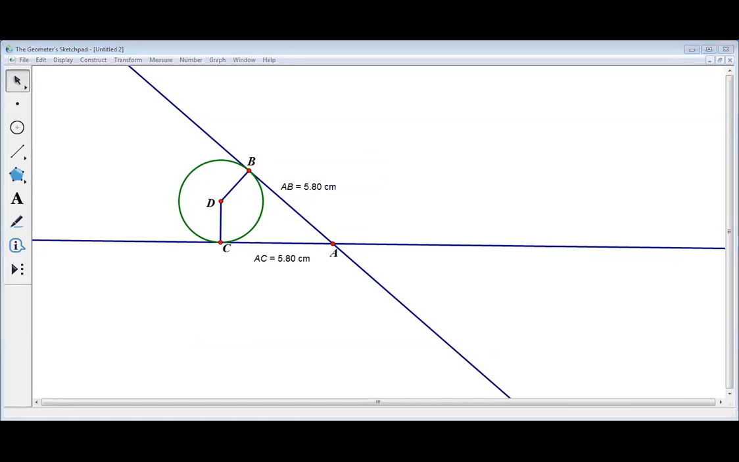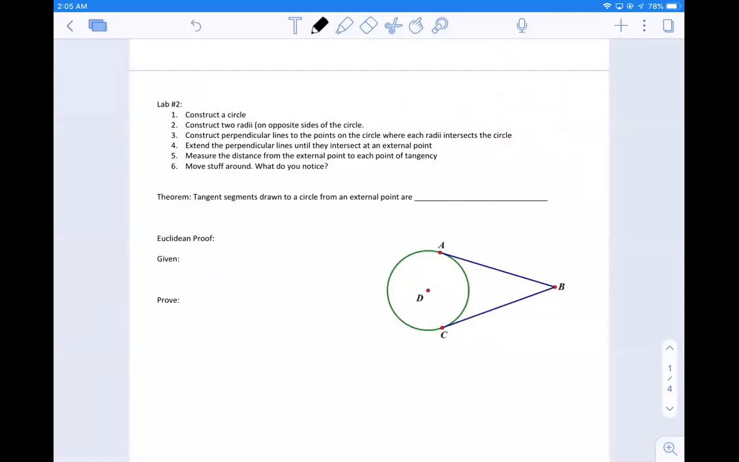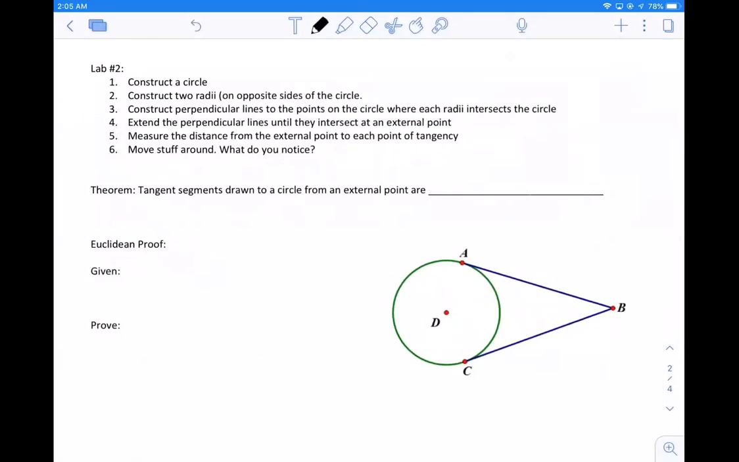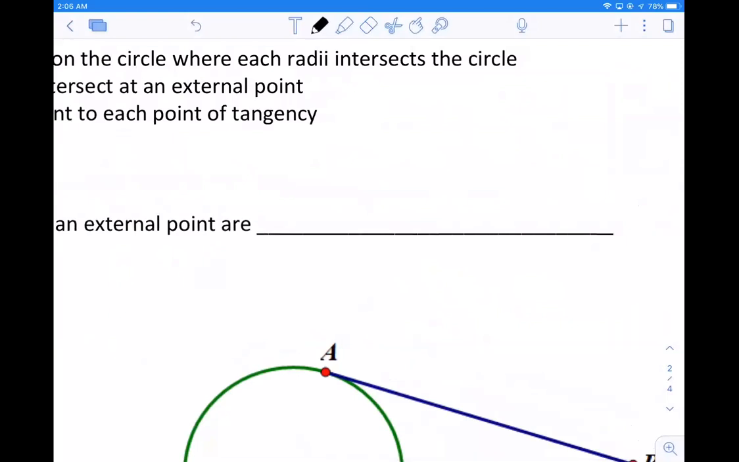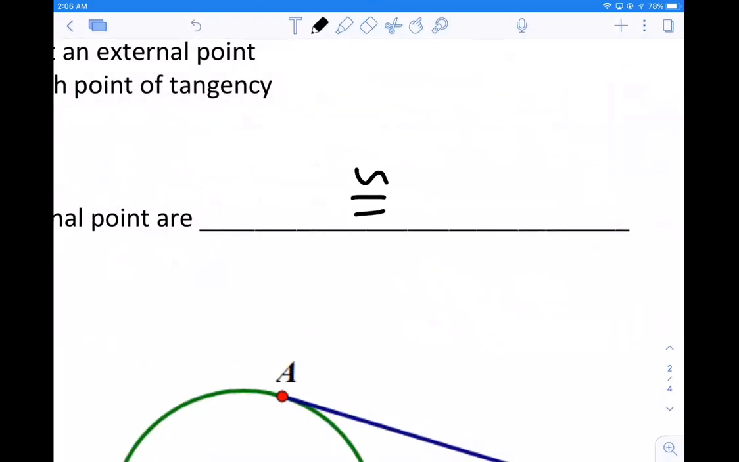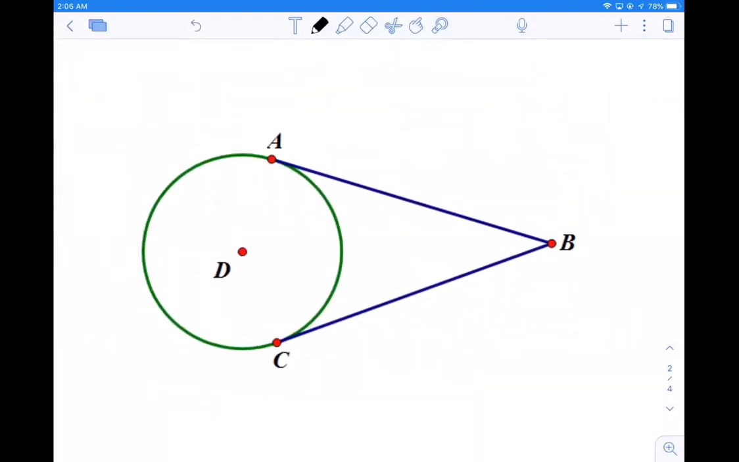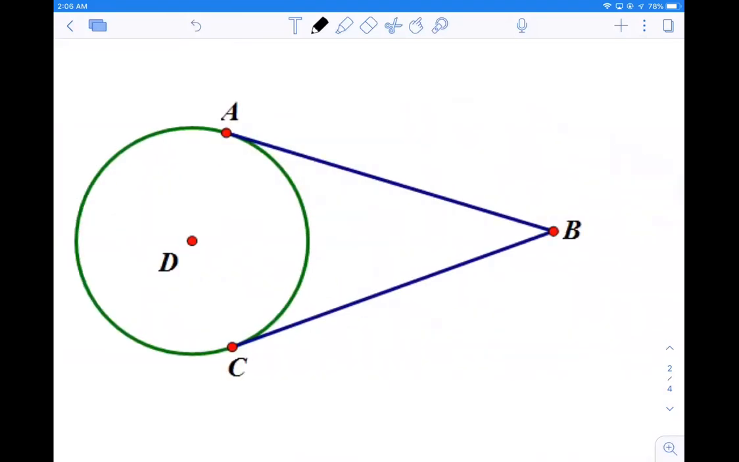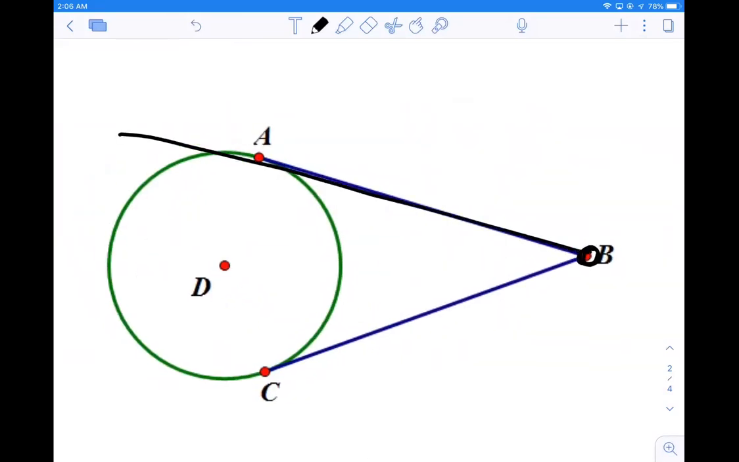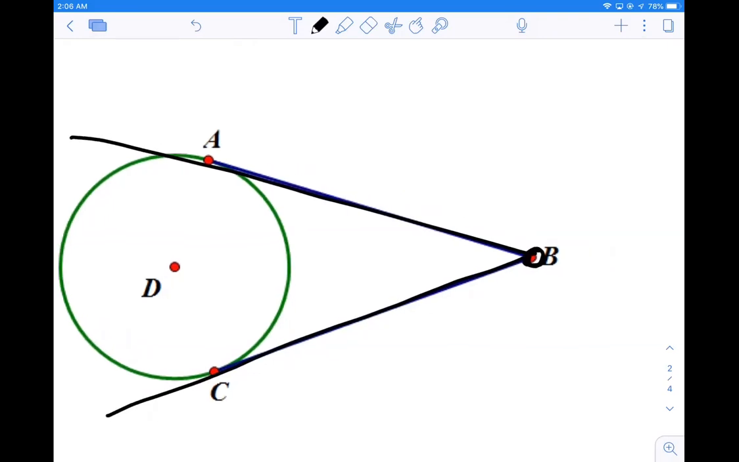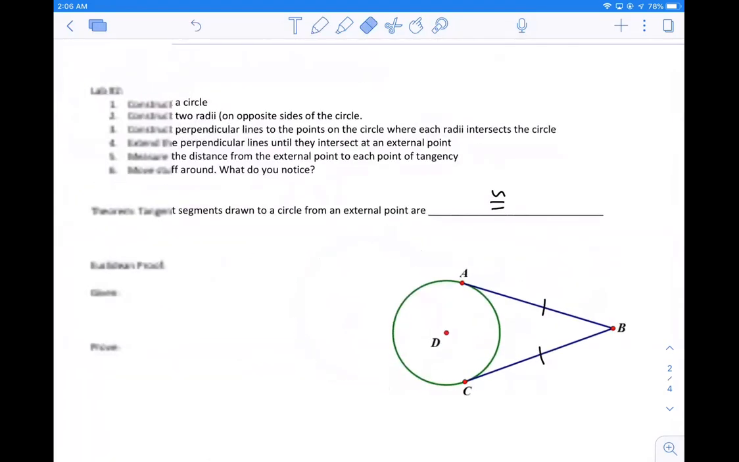So we're going to prove this one Euclidean, which is nice. Got a nice proof coming up. All right, so theorem: tangent segments drawn to a circle from an external point are congruent. If you have some external point B, and I drew in 2 tangent lines, these distances, AB and CB, are going to be the same. AB is congruent to BC.